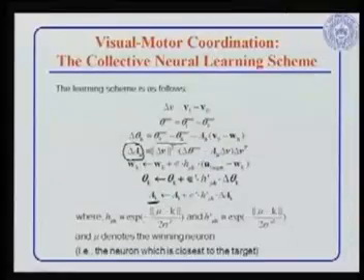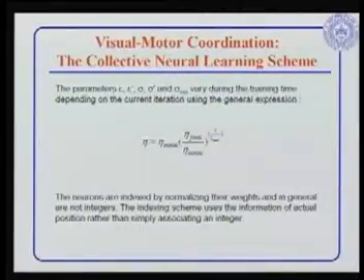So, these are the various distance measures. Mu denotes the winning neuron, the neuron which is closest to the target. The parameters epsilon, epsilon dash, sigma, sigma dash, sigma min vary during the training time depending on the current iteration, using the general expression: eta is eta initial times (eta final upon eta initial) to the power L by L max. This L is the iteration.